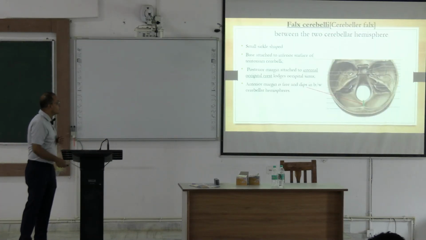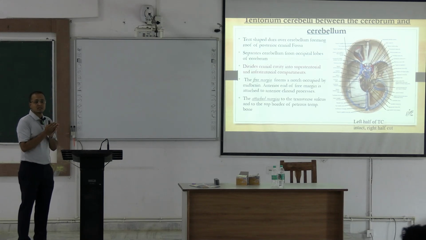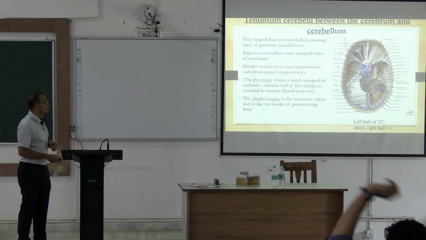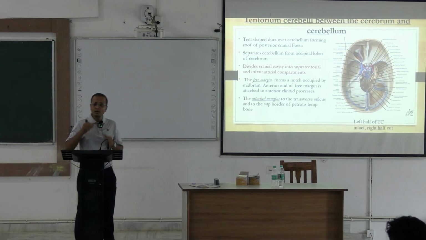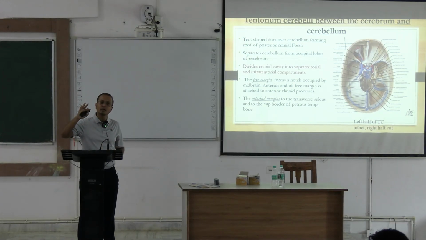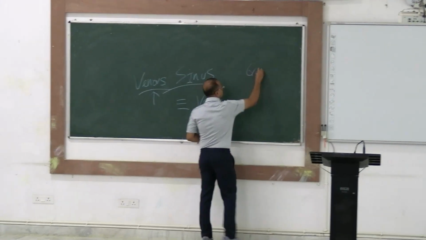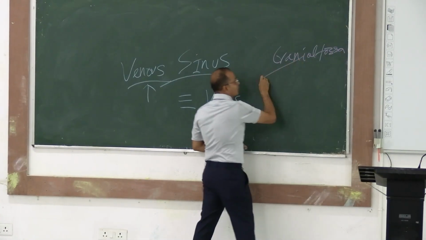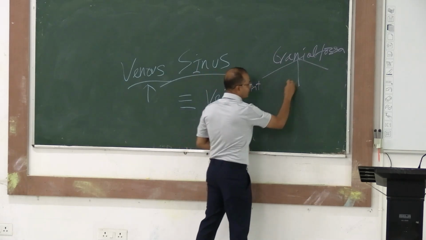Now, coming to this third entity, we call it the tent of the brain. That means this is a tent which is basically present in the posterior part of the brain. So, this particular brain or cavity of the brain can be divided into three parts. We call them cranial fossa. Now, this cranial fossa has got three segments. We call them anterior cranial fossa.